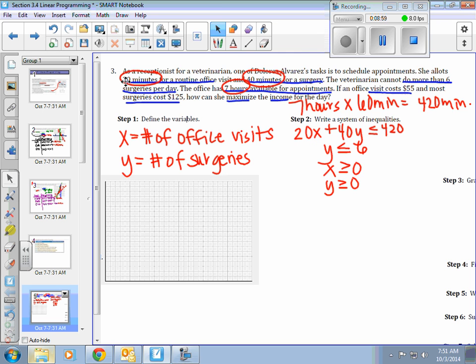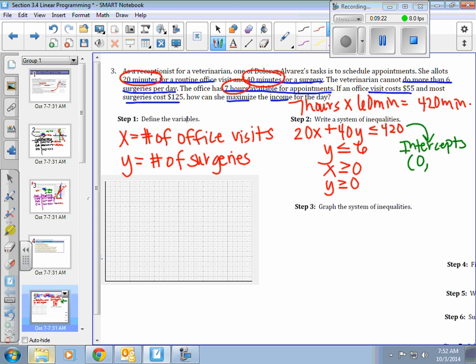Step 3 then, we need to go ahead and graph the system of inequalities. I would, first of all, maybe for this one, the top one, find the intercepts. Or you can solve it for y equals. It's up to you. I'm going to find the intercepts. So when x is 0, if you plug in 0 for x and you divide by 40, you get 10.5. And when y is 0, plug in 0 for y, so 420 divided by 20 will give us 21.